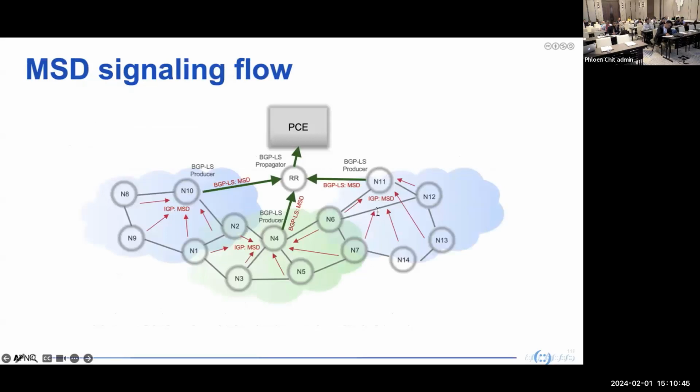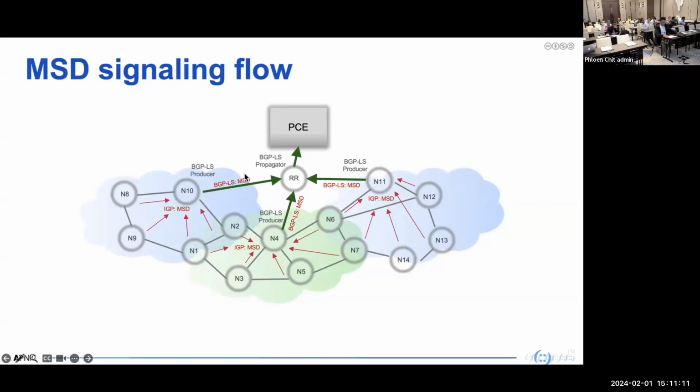Imagine we have multiple IGP domains in our network. We just need to have one BGP-LS router in each of the IGP domains. Then all of them can peer to a centralized and out-of-band route reflector. This route reflector will re-advertise everything else to the controller. By the way, PCE here on the diagram stands for path computation element. It is the controller that we are talking about.